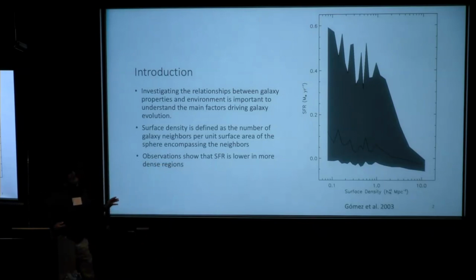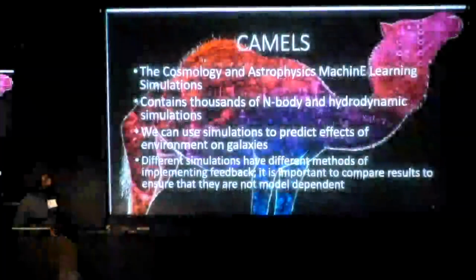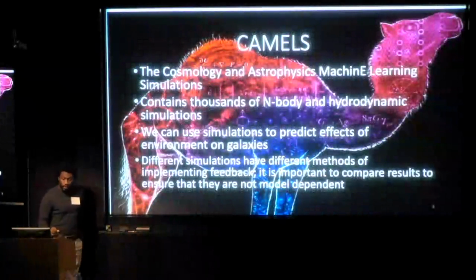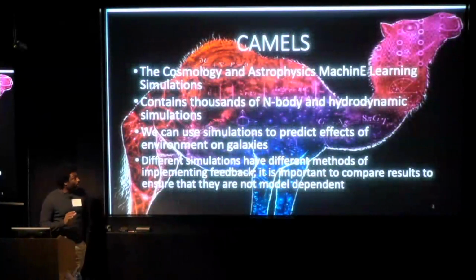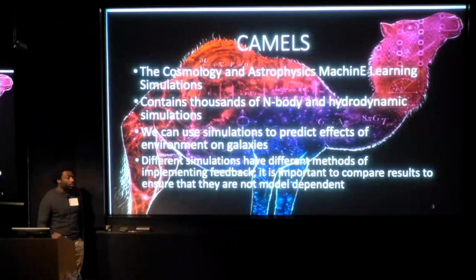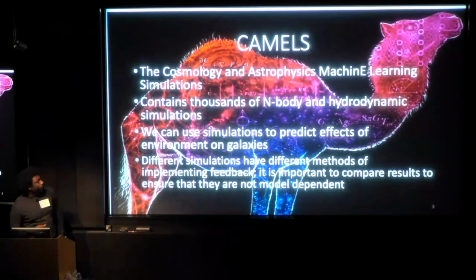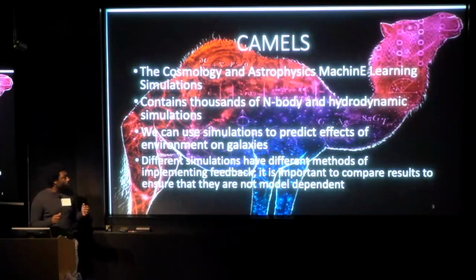And this is an observation paper from 2003 by Gomez. And here you see that star formation rate actually decreases as neighbors are more close together. We can take this a step further using simulations because we have the ability to look into certain properties that are notoriously hard for observers to measure, such as dark matter halo mass. An additional advantage that we have using CAMELS specifically is that we're able to compare results from multiple feedback implementations.